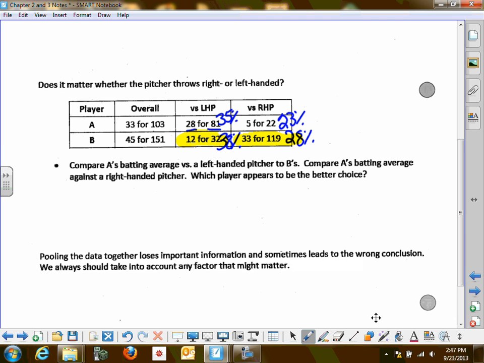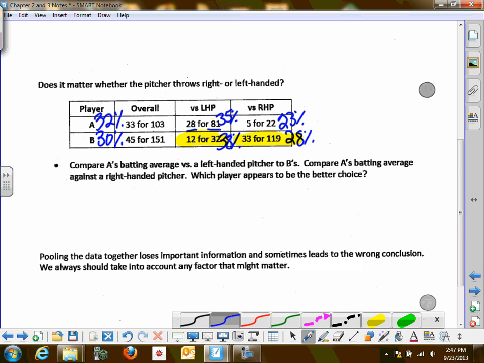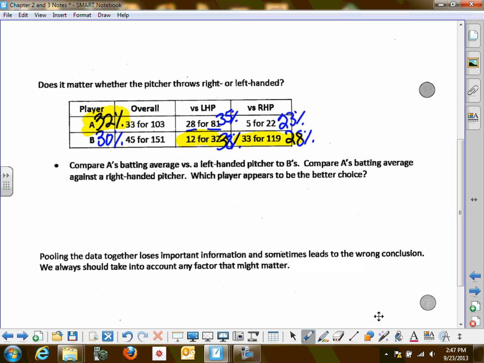However, when these things get added across for the total, let's look at your total overall batting average. For the first one, player A, it's 32%, and for the second one, it's 30%. Just looking at the overall, which one seems to be better? A. So that is called Simpson's paradox because when you look at these items individually, you have one conclusion, and when you look at it as an overall, you have another conclusion. And here's how that happens.